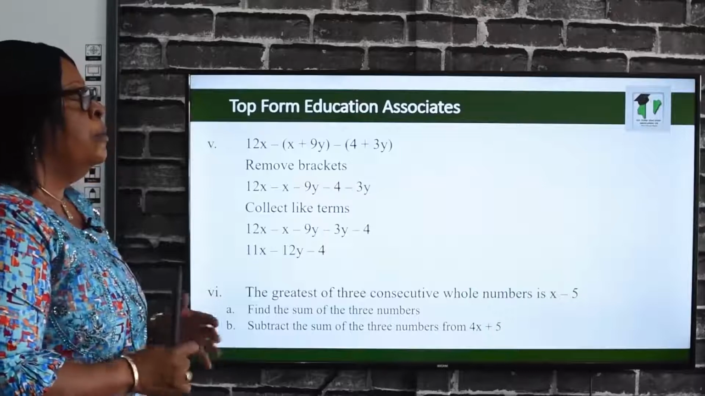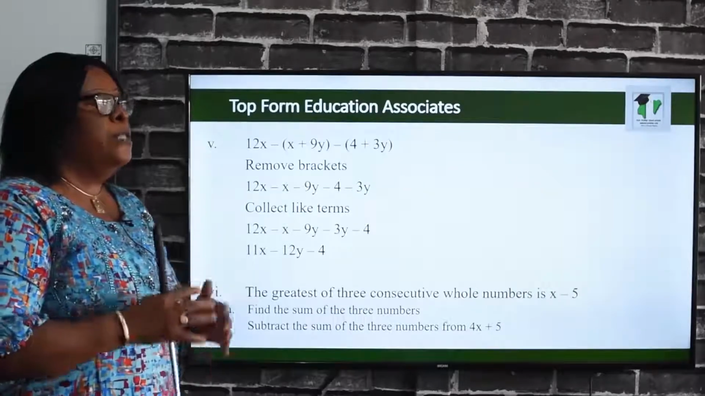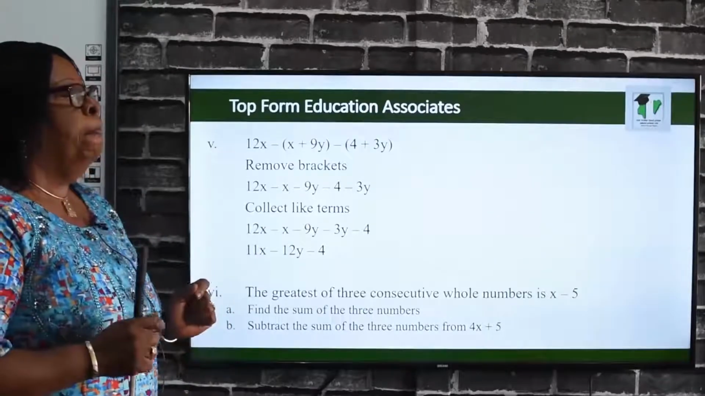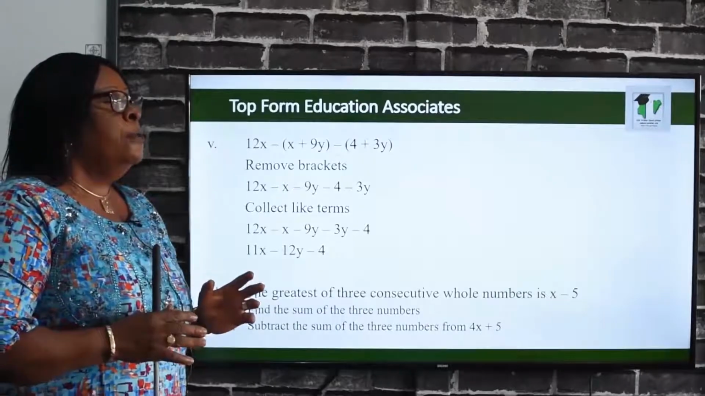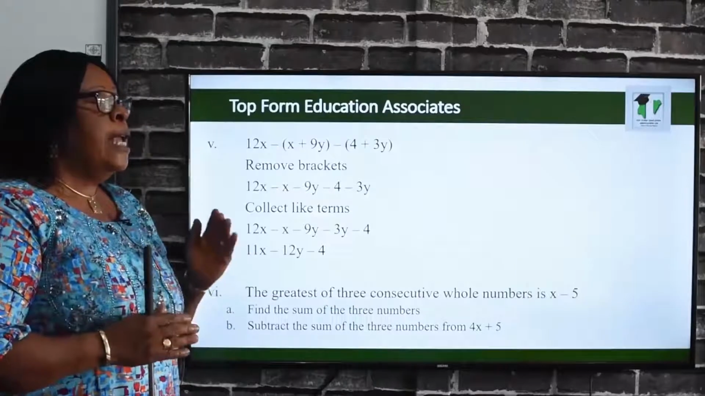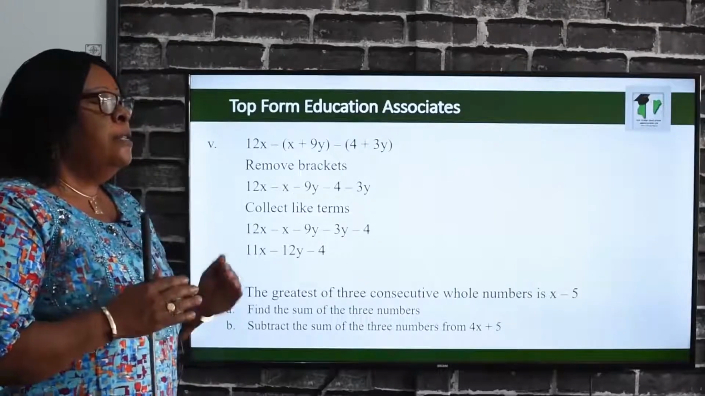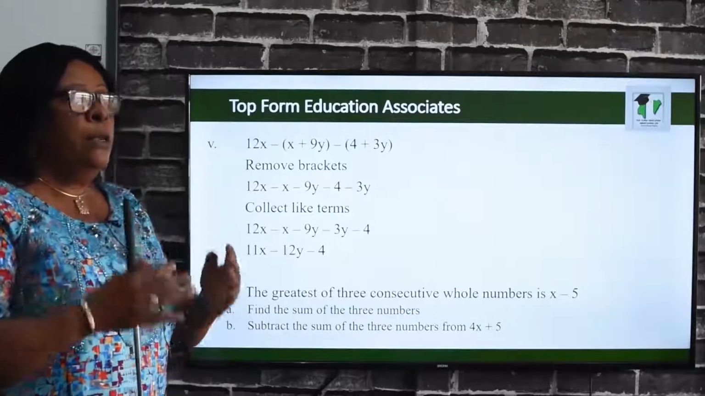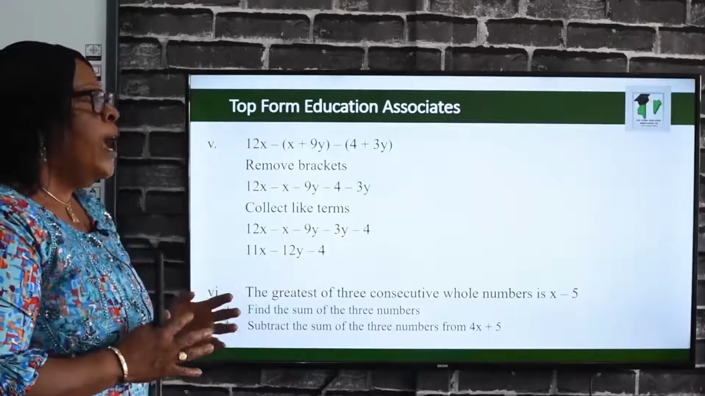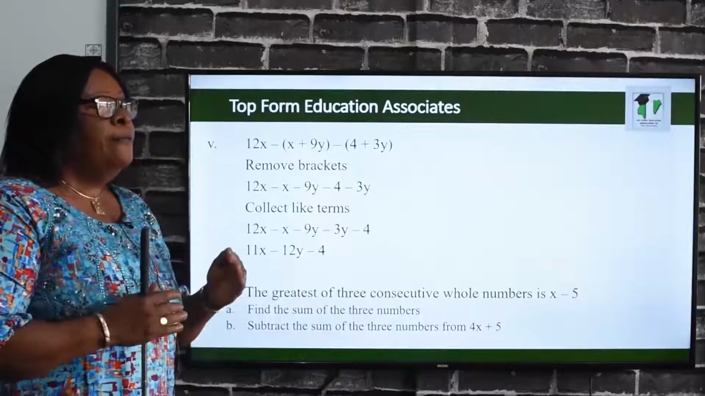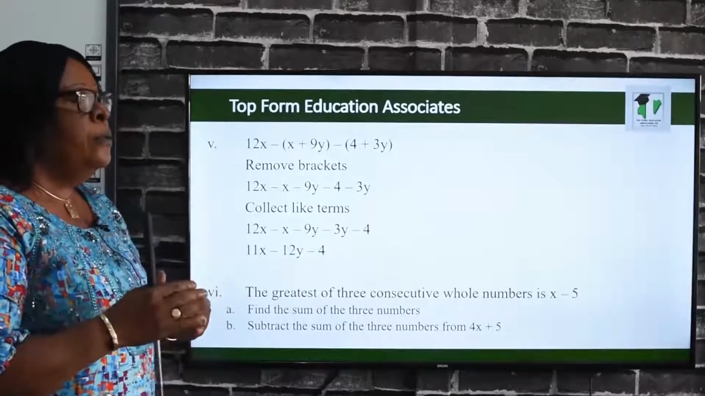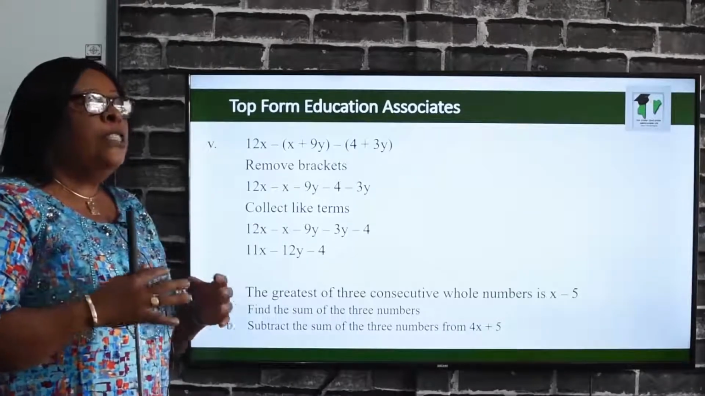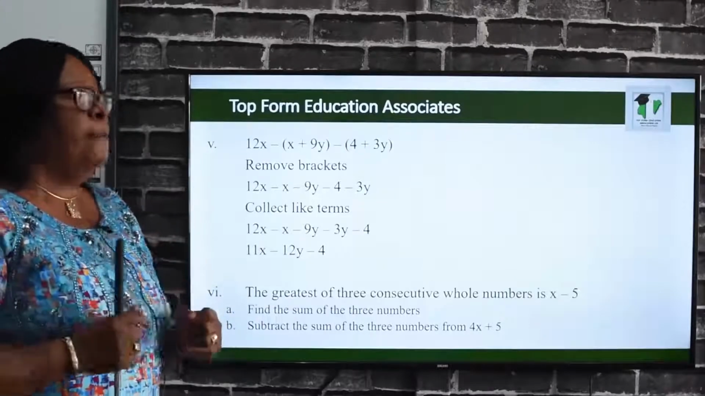In arithmetic, 1, 2, 3, 4, 5, 6, 7, 8, 9, 10, 11, 12, they are consecutive numbers. If you now have 2, 4, 6, 8, 10, 12, 14, 16, 18, 20, these are consecutive even numbers. If you have 1, 3, 5, 7, 9, 11, 13, 15, 17, 19, these are consecutive odd numbers.